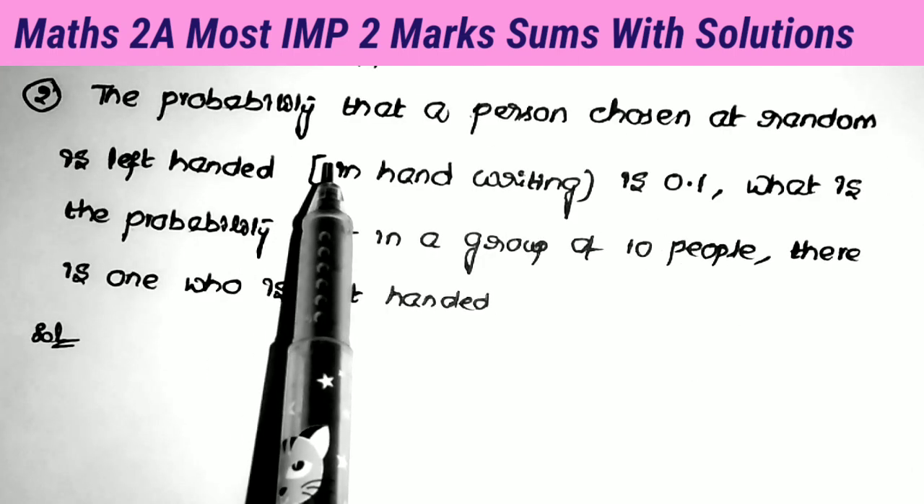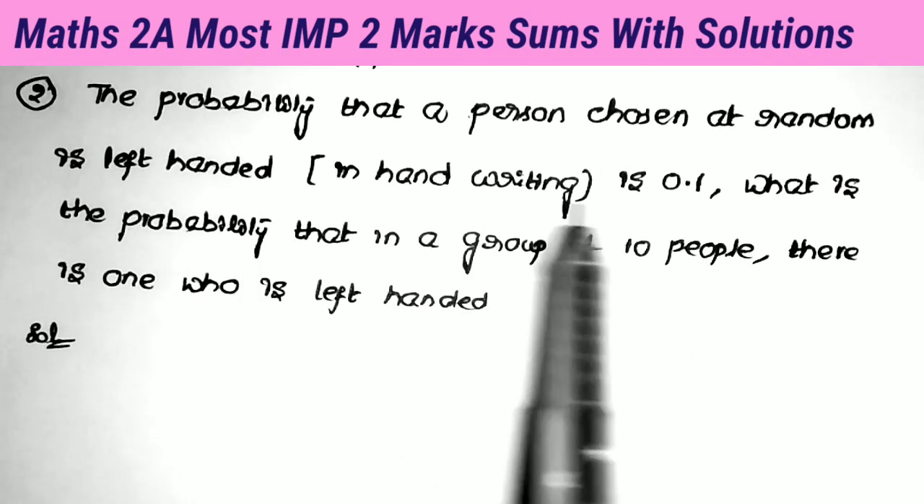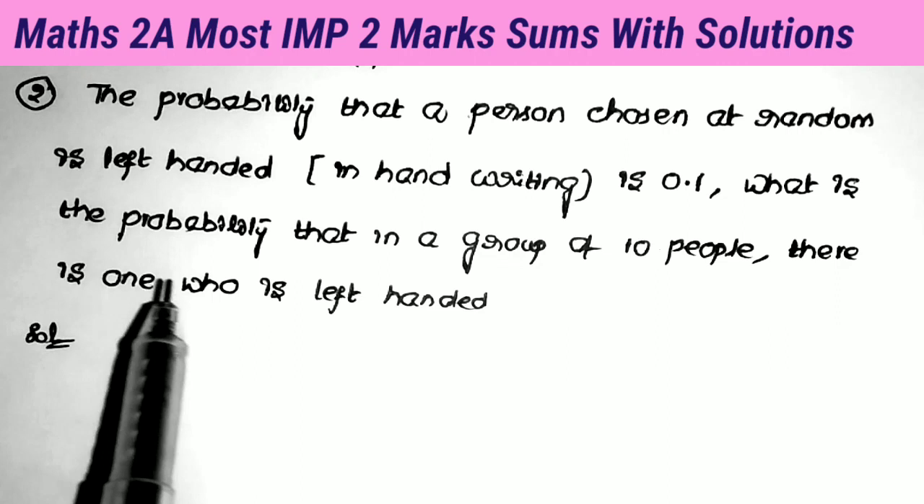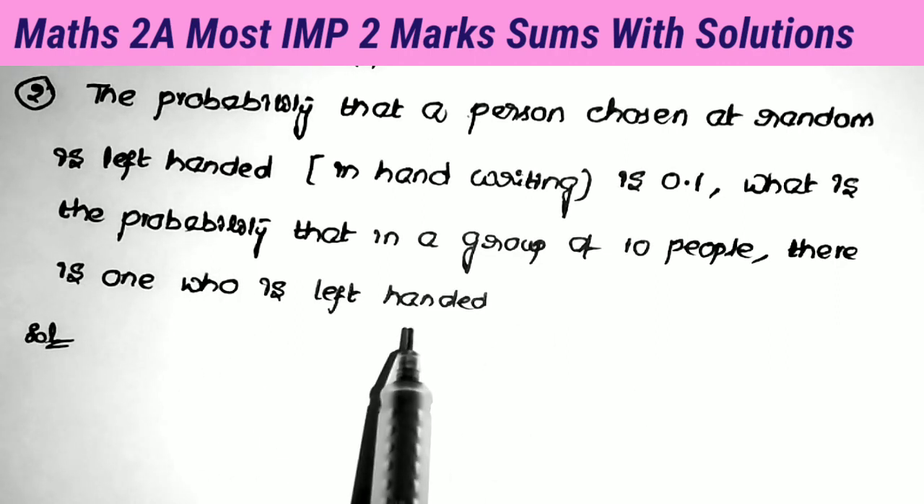Next problem. The probability that a person chosen at random is left-handed in handwriting is 0.1. Then what is the probability that in a group of 10 people there is one who is left-handed?